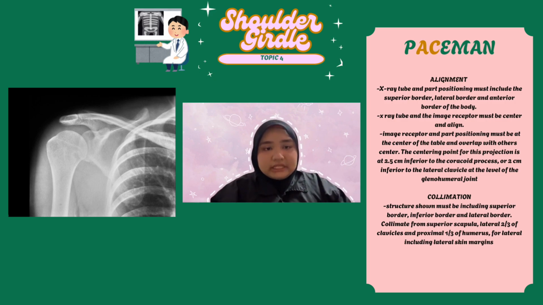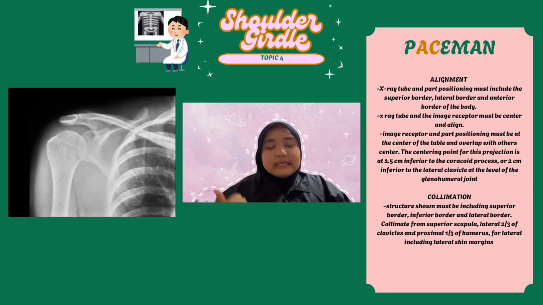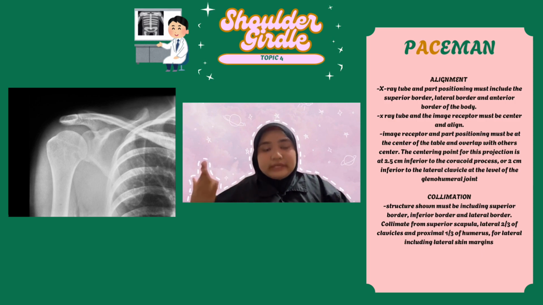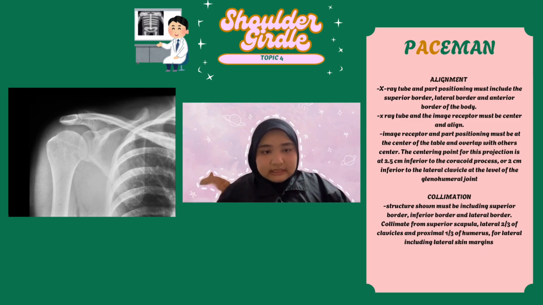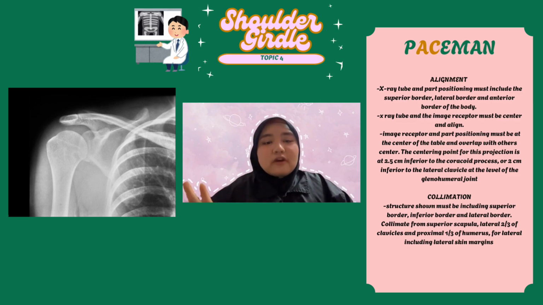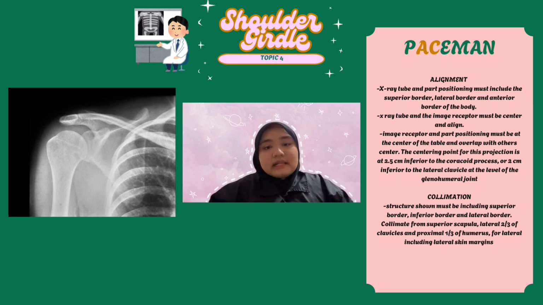Next, we have collimation. The structures shown must include the superior border, inferior border, and lateral border. Collimate from the superior scapula, lateral 2/3 of the clavicle, and proximal 1/3 of the humerus. For lateral, include the lateral skin margin.